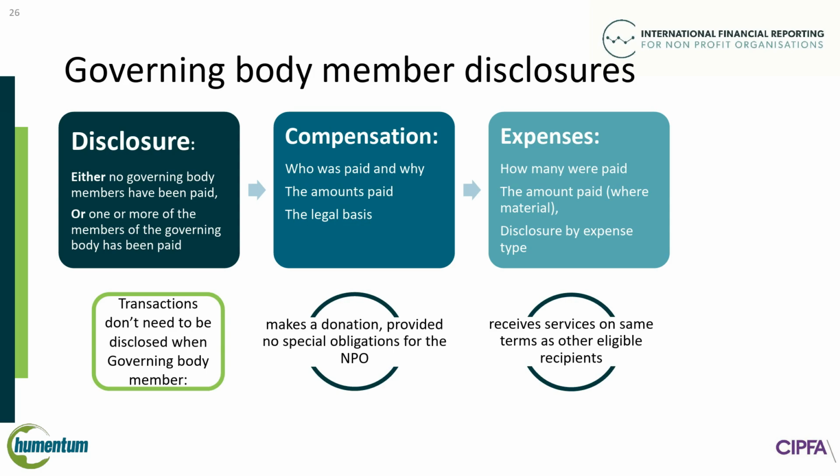There are two exemptions for the disclosure of related party transactions for governing body members. A grant or donation made by a member does not need to be disclosed, provided there are no special obligations to amend an NPO's normal activities, such as the use of certain suppliers or sources of inputs. All enforceable grant arrangements will need to be disclosed, because they impose specific performance requirements on the NPO. Also, services received by a governing body member do not need to be disclosed, where they are received on the same terms as any other eligible recipient.